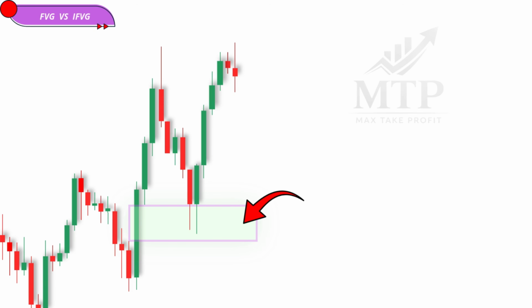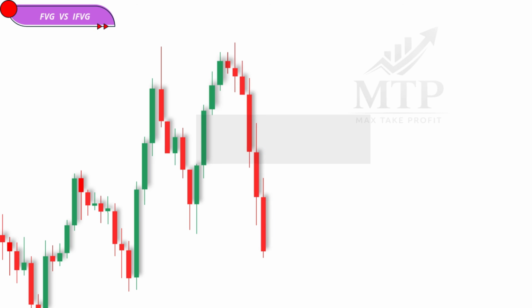You have a bullish FVG. Price comes back to test it. Normally, it should bounce and continue higher. But instead, price crosses the FVG. It closes below it. The bullish FVG is broken. It becomes a bearish FVG, an IFVG. The magnet has inverted. Now, it's a resistance zone. Price might want to come back and test this zone from below.